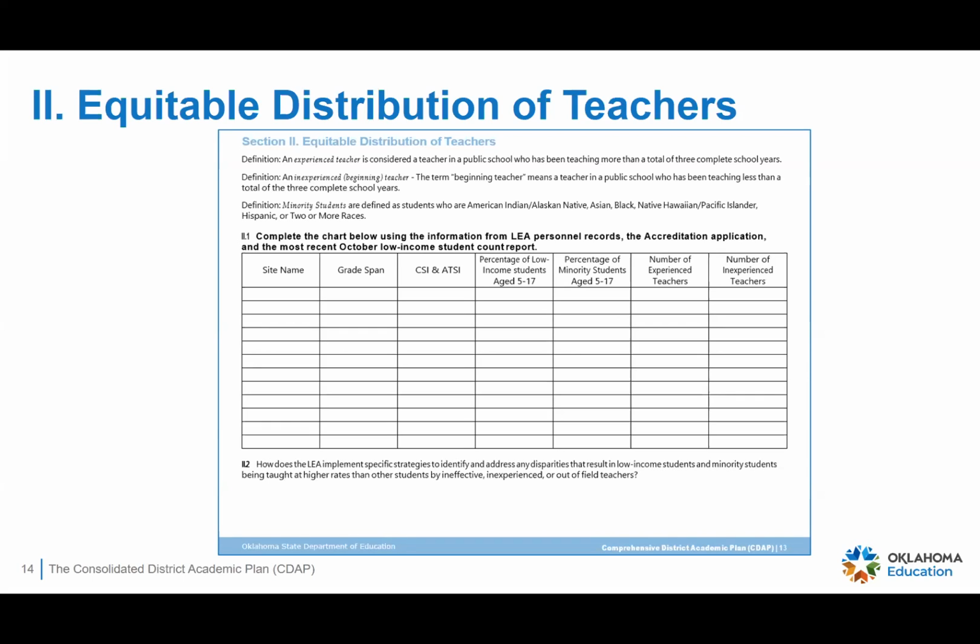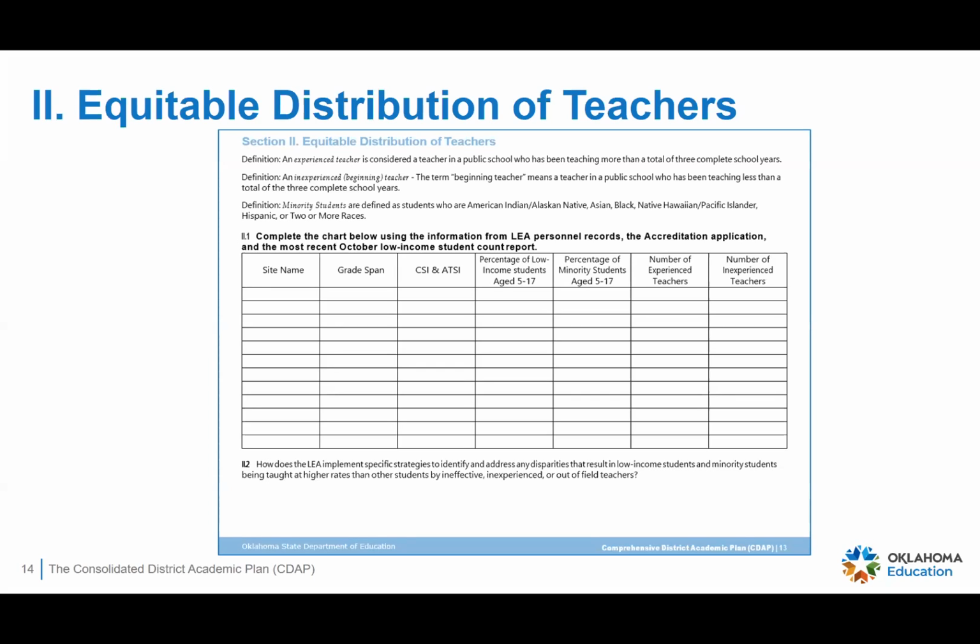So we have some definitions here at the top. An experienced teacher is considered a teacher in public school who's been teaching for at least 3 complete school years. An inexperienced teacher then means somebody who's been teaching less than a total of 3 complete years. Then the definition of minority students, and this comes out of the law, are students who are American Indian, Alaskan Native, Asian, Black, Native Hawaiian, Pacific Islander, Hispanic, or 2 or more races. That's the definition as expressed in ESSA.